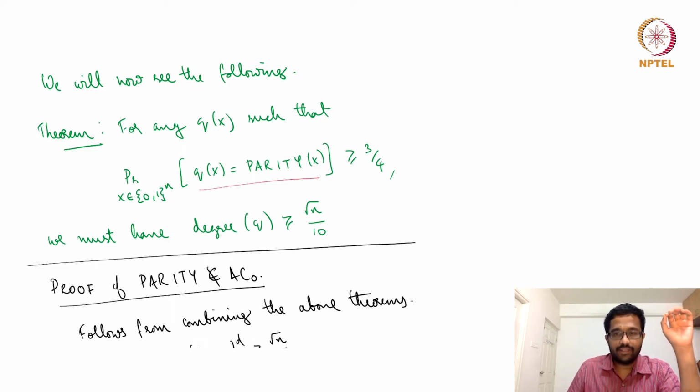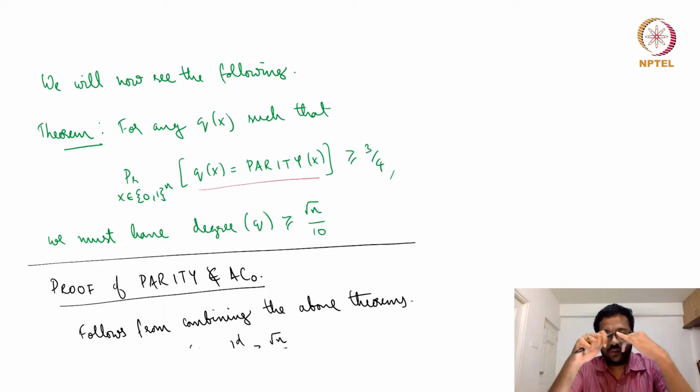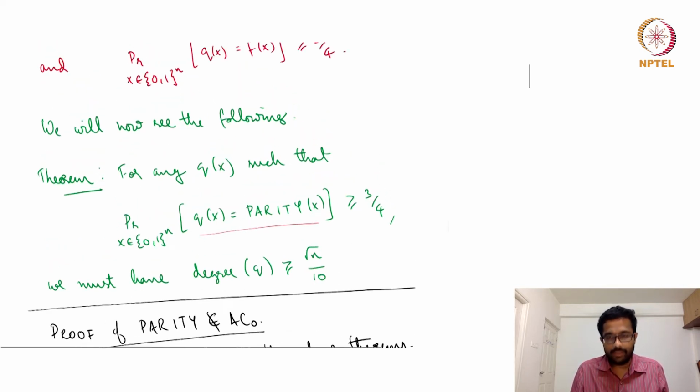Recall that the parity of x, being a bit string, is 1 if and only if x contains an odd number of ones. If x contains an even number of ones, parity is 0, right? It is just the XOR computed over the bits. So what we are saying is that if parity is computed by a polynomial in this manner, such that the polynomial agrees with parity on 75% of the inputs, then the degree of the polynomial should be at least square root n divided by 10.